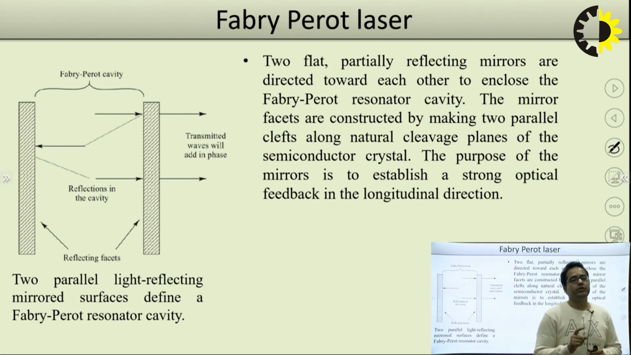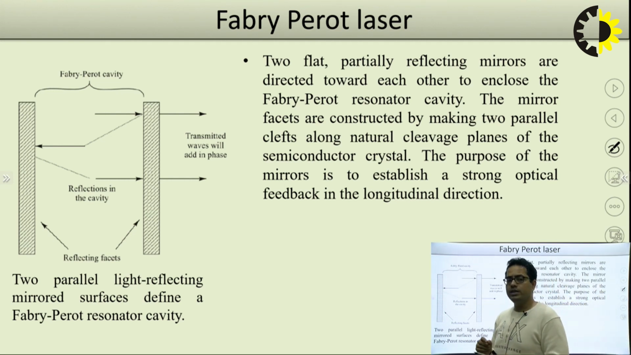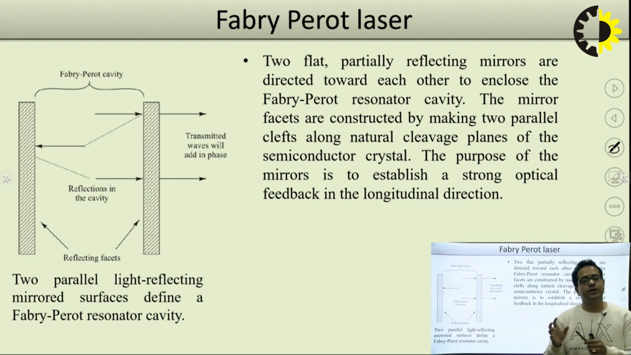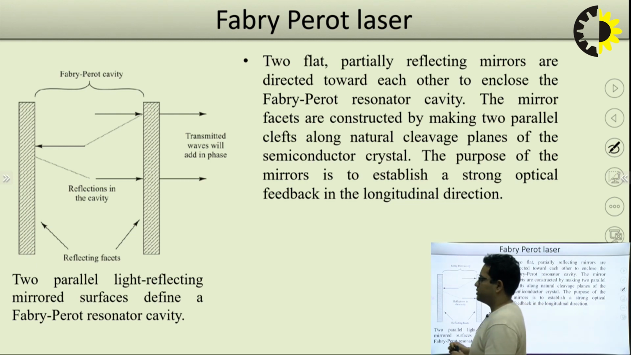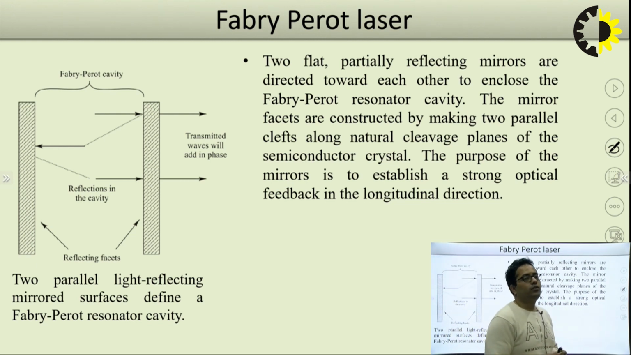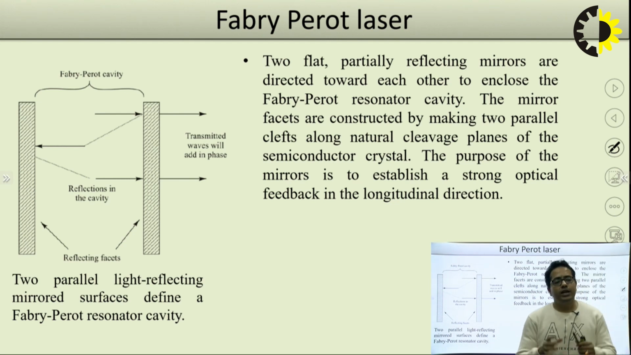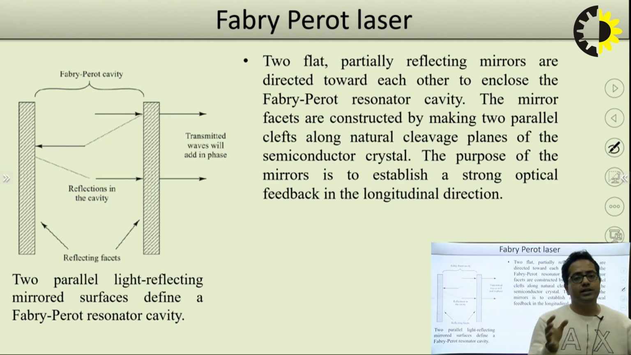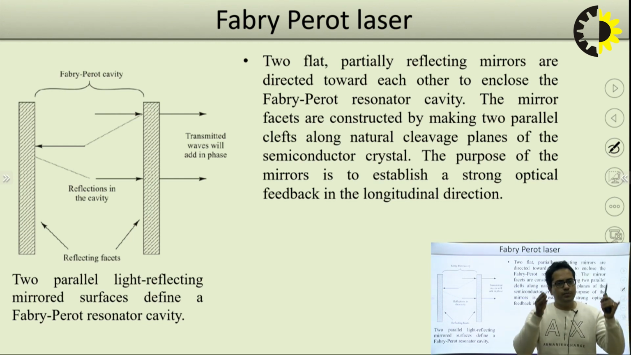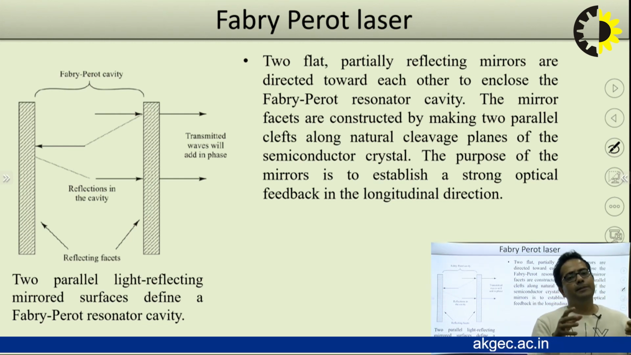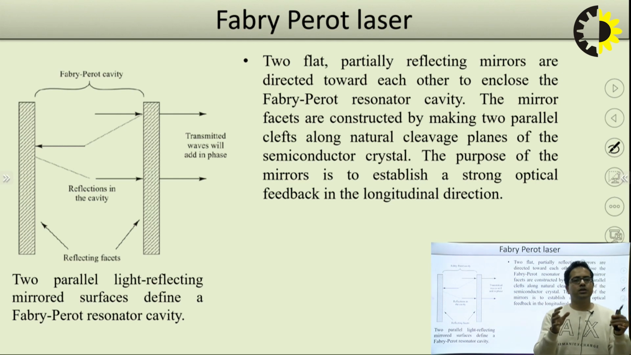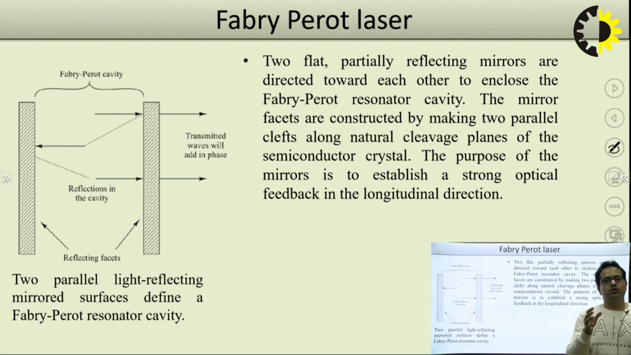Once you have got the basic foundation of what lasing action is and how it takes place, the next important thing is what the different types of lasers are. The very first is a basic laser, the Fabry-Perot laser. In a Fabry-Perot laser we have two parallel reflecting mirrors. Those two parallel reflecting surfaces define a Fabry-Perot resonator cavity. So what is happening here? We have used two flat partially reflecting mirrors, directed towards each other.